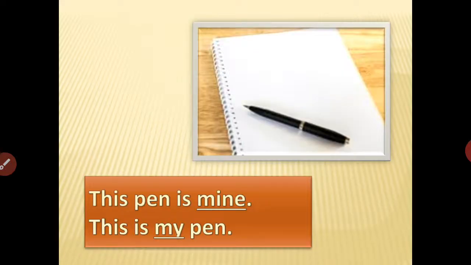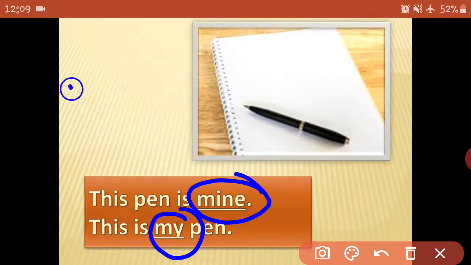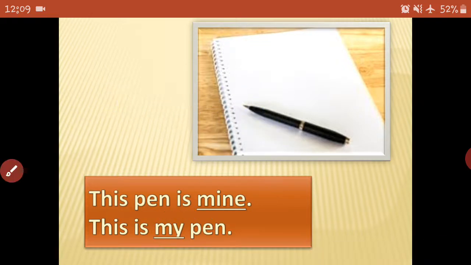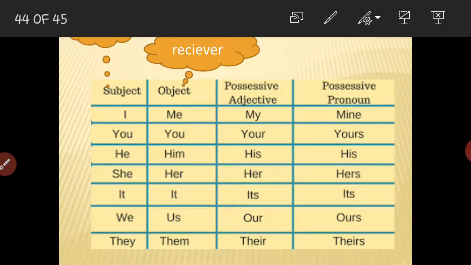This pen is mine. This is my pen. Now, by reading this sentence, these kinds of words are giving the information about whose pen it is. Whose, whom, these kinds of questions are answered in possessive pronoun sentences. Now, you copy this table in your classwork book. This part of possessive pronoun is very important.